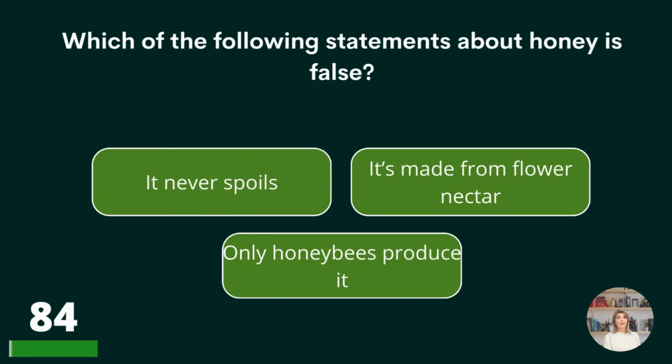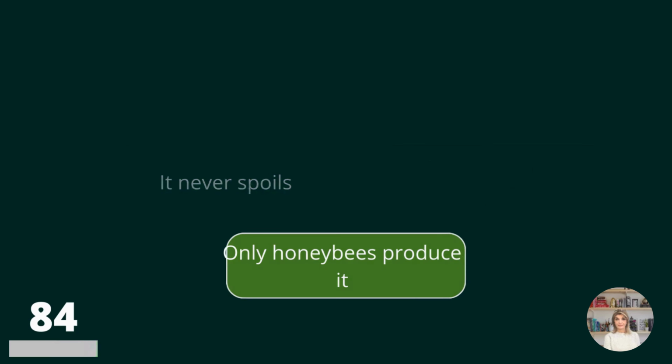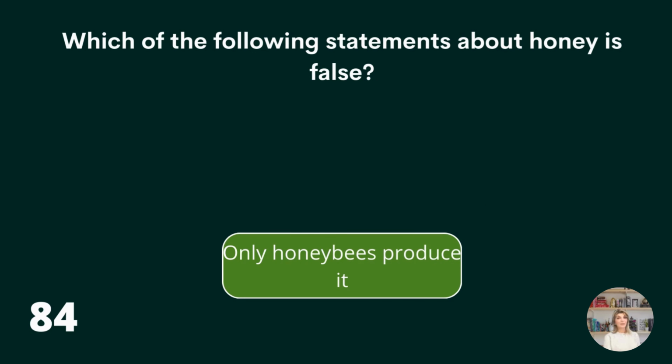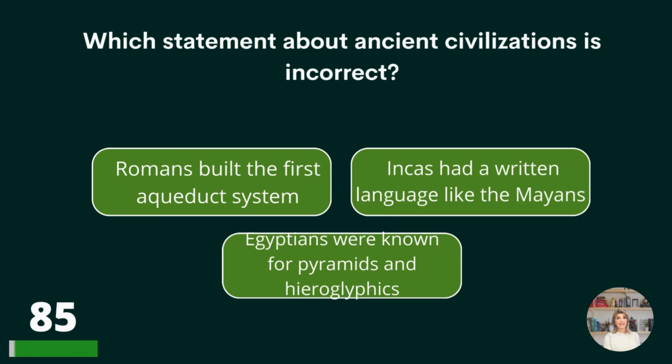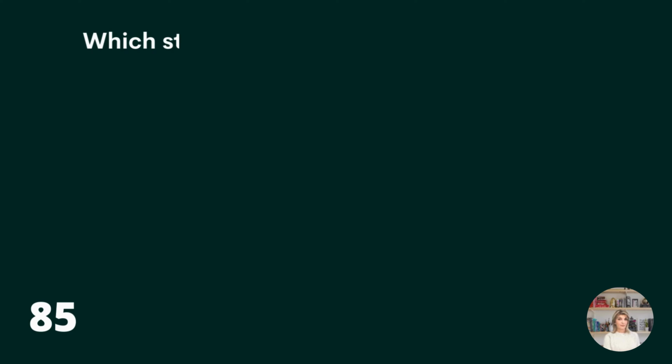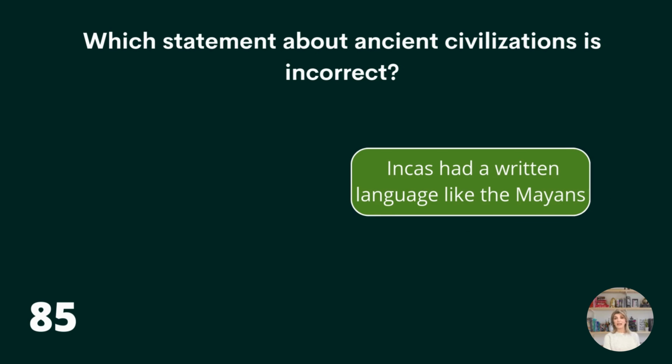Which of the following statements about honey is false? It never spoils, it's made from flower nectar, or only honeybees produce it? Only honeybees produce it. Which statement about ancient civilizations is incorrect? Romans built the first aqueduct system, Incas had a written language like the Mayans, or Egyptians were known for pyramids and hieroglyphics? Incas had a written language like the Mayans.